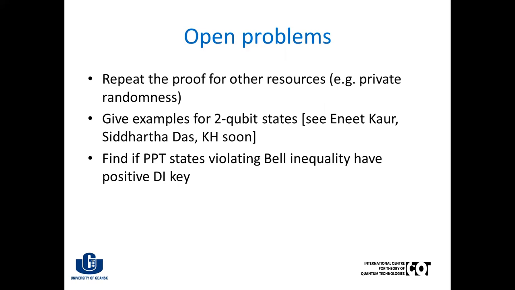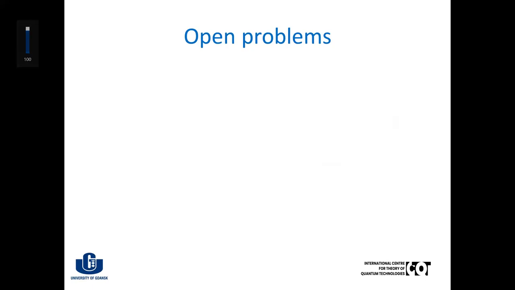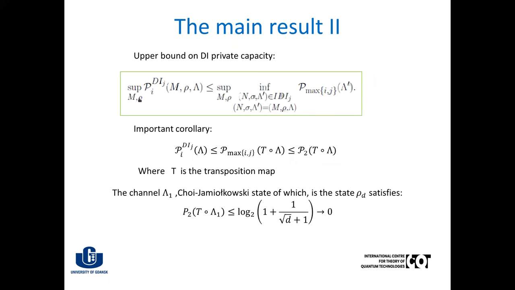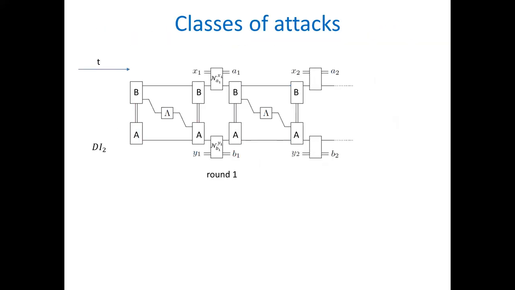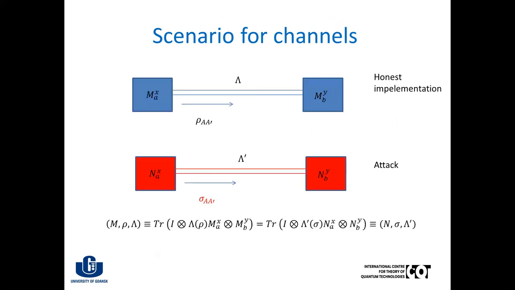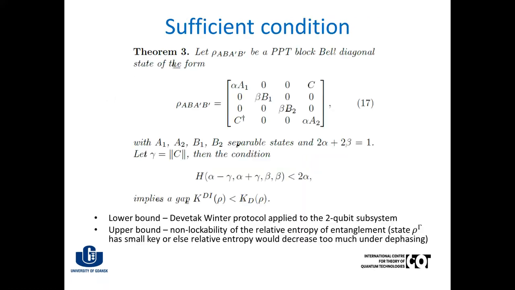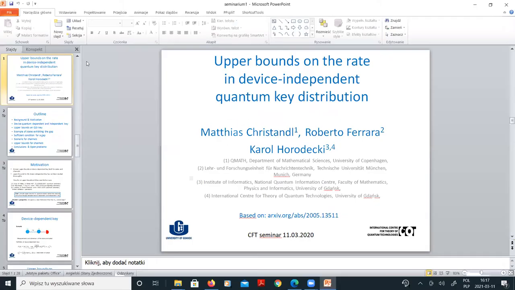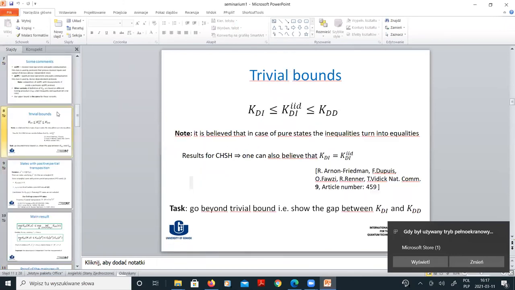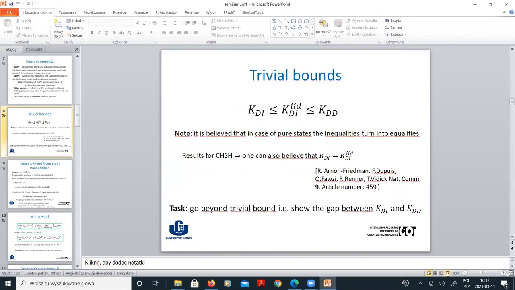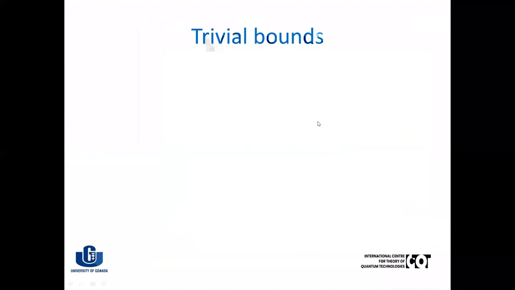I have a question. Thanks, Karol, for the nice talk. I was wondering, going back to the state bounds, you have this chain of bounds from the DI to the device dependent, and then to some measures of entanglement. These trivial inequalities, you mean? And then the device dependent, you can bound sometimes with some entanglement measure, right? Like the squashed entanglement.